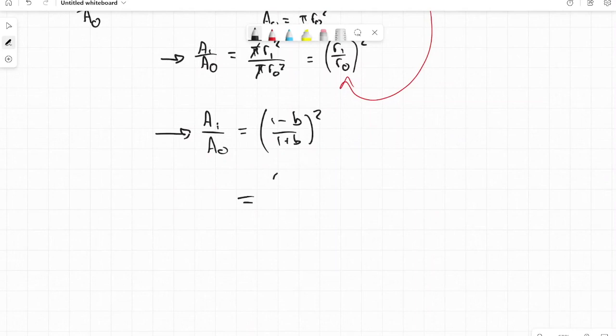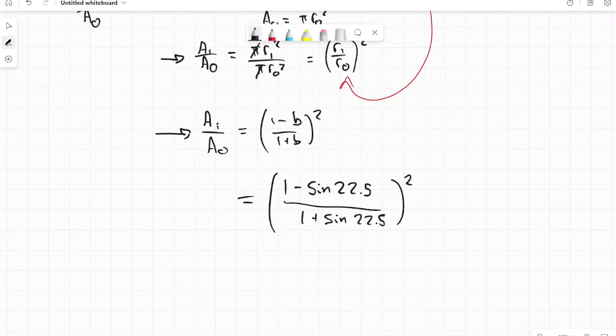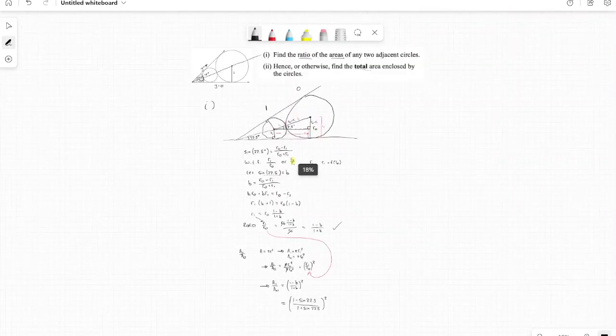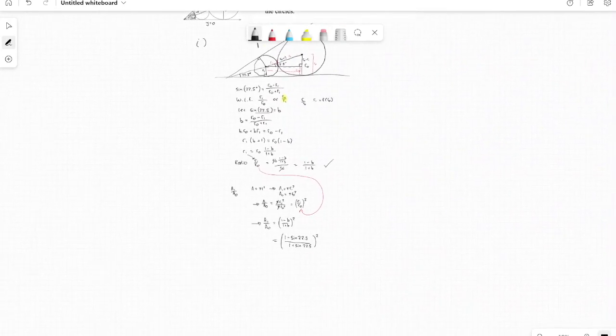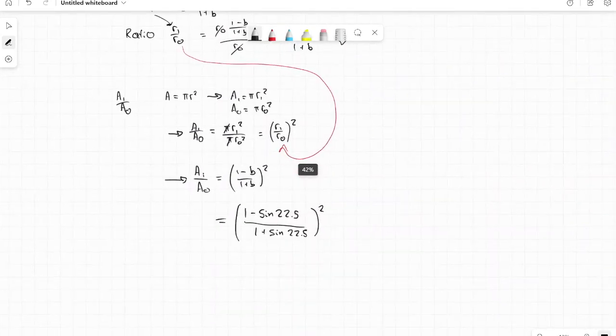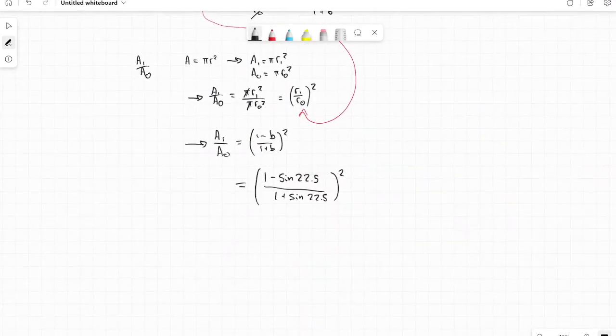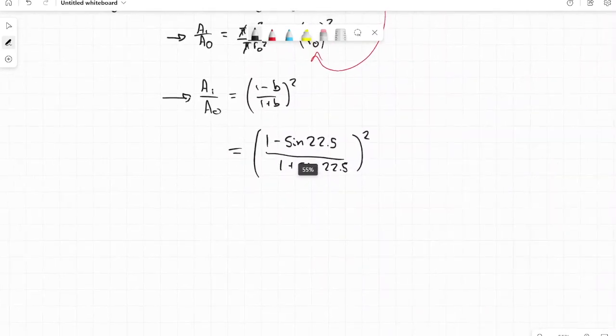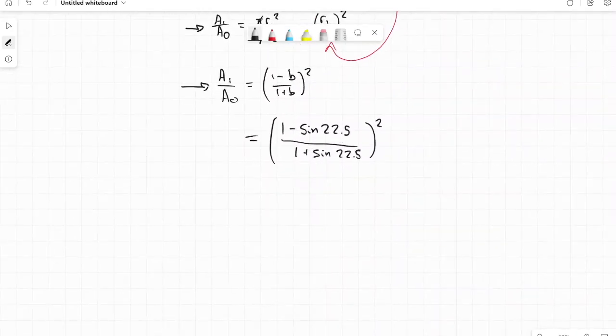So a1 over a0 equals (1 minus sine 22.5 over 1 plus sine 22.5) all squared. Now, are we happy with that? And the answer is, probably. But sometimes they can be sticklers, especially if this is a mock exam and Mr. Walden's marking it. Then he's going to be real stingy about stuff like this.